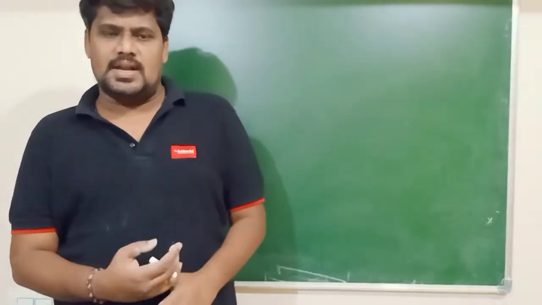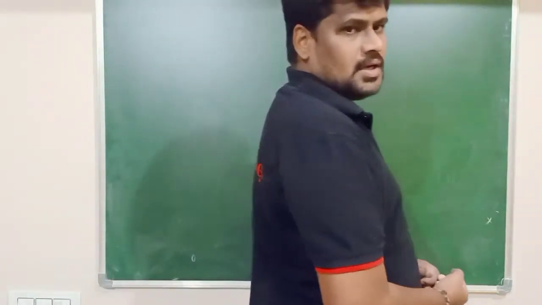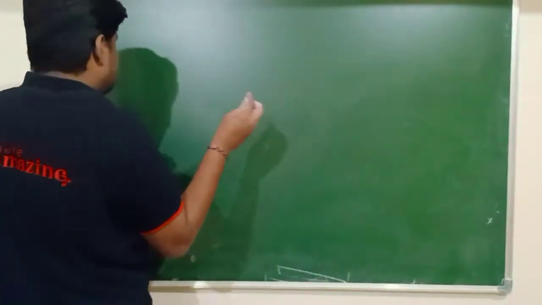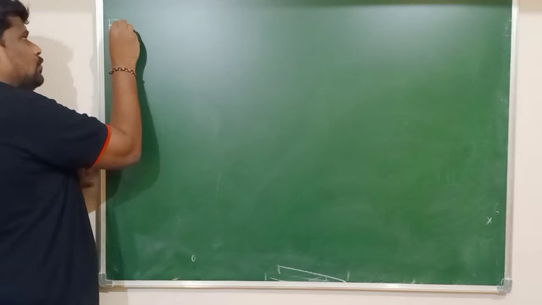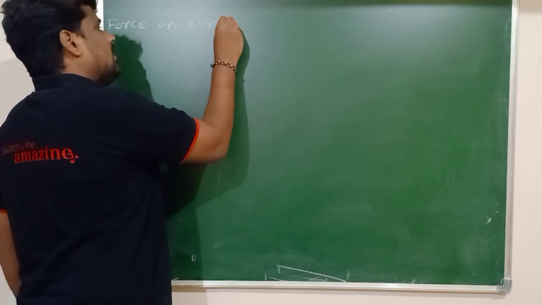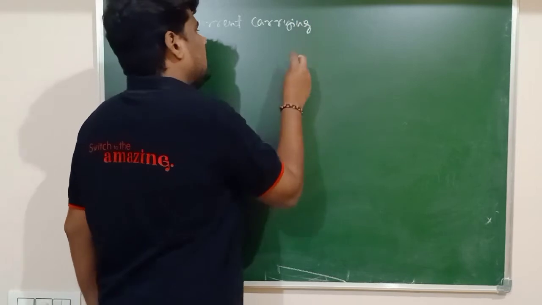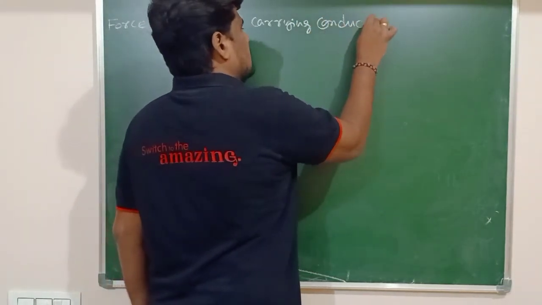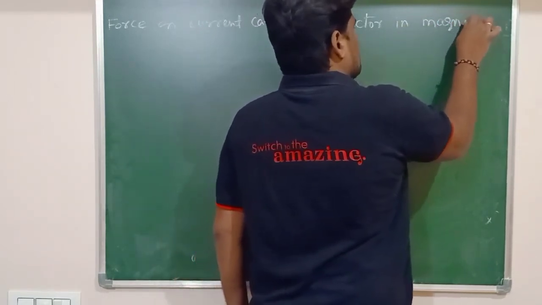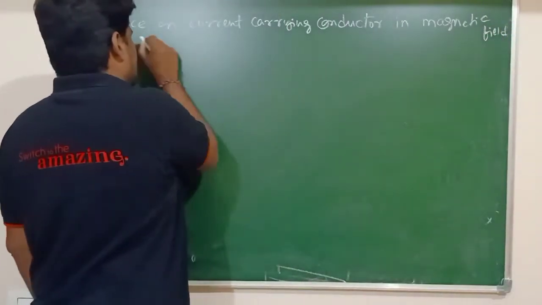In this class, let us derive an expression for force acting on current carrying conductor in a magnetic field. Next is force on. Which force? Magnetic force. Force on current carrying conductor in magnetic field.